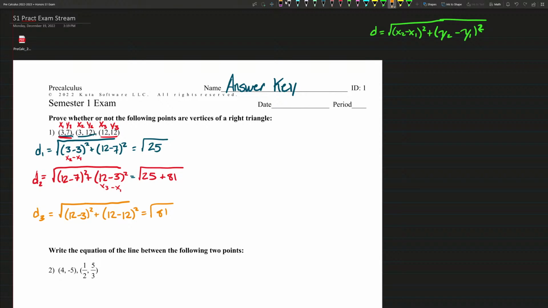And you don't even have to square these, because when you square a square root, they're going to go away anyway. So I'm just going to leave them. I'm just going to clean up 25 plus 81. 25 plus 81 is 106.